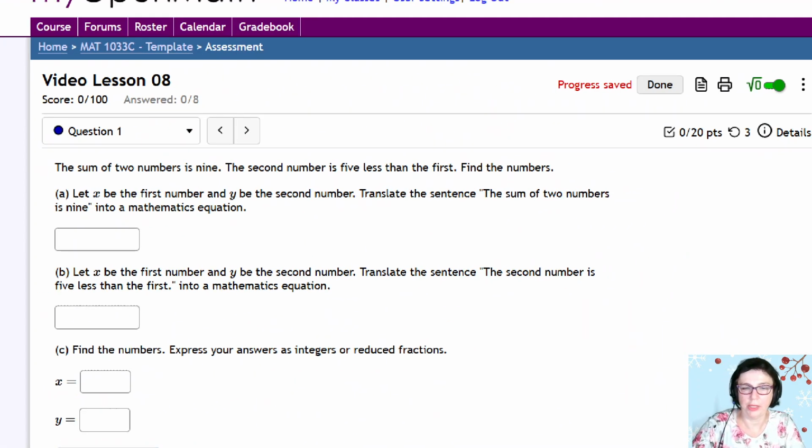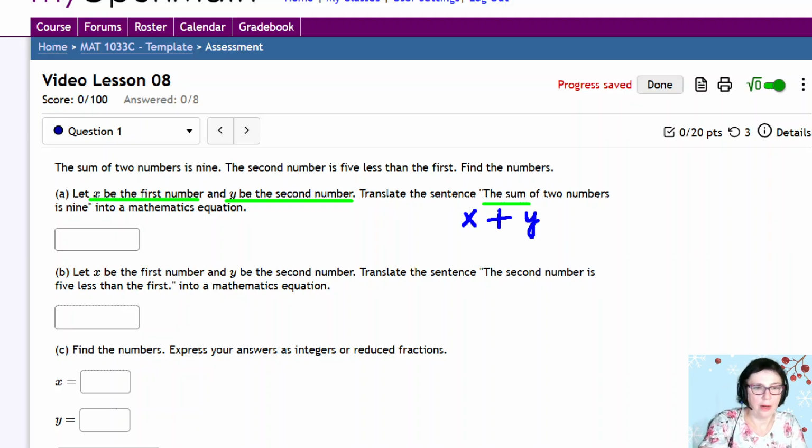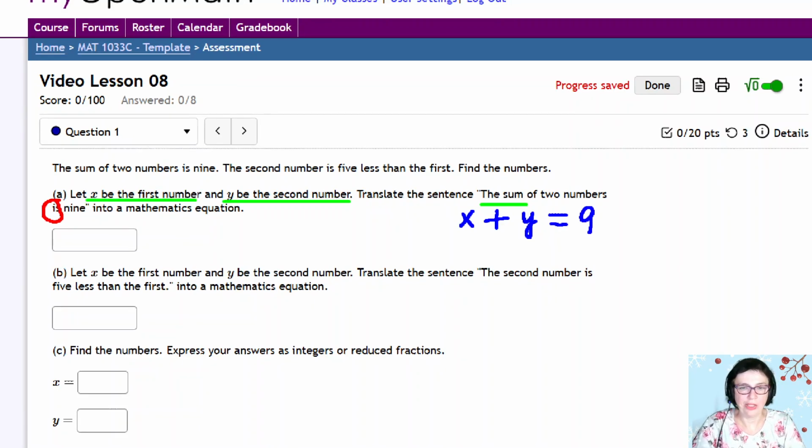So look at what it says, the sum, right? So here we have the sum, and that's plus, right? Of two numbers, now we have x is the first number, and y is the second number. So we're going to say then that x plus, because it's a sum, y. Now, here we see that it says is. Anytime you see is or was or is equal to, that is translated into math as an equal sign. So we're just going to put an equal sign, and then it says 9, so that would be 9. That's the first equation.